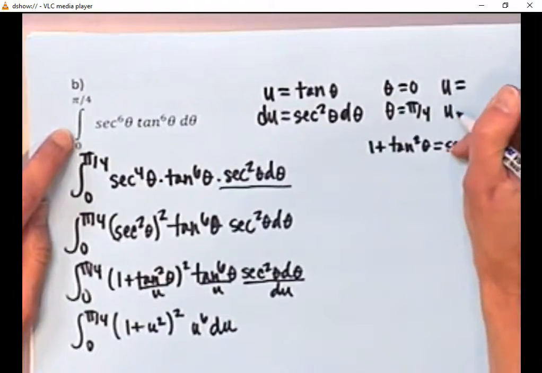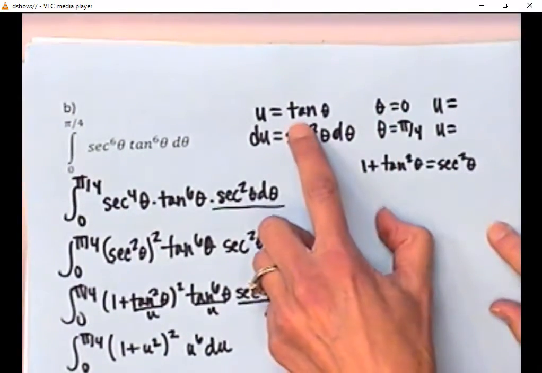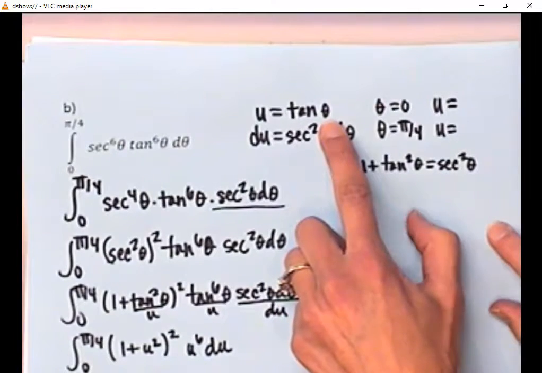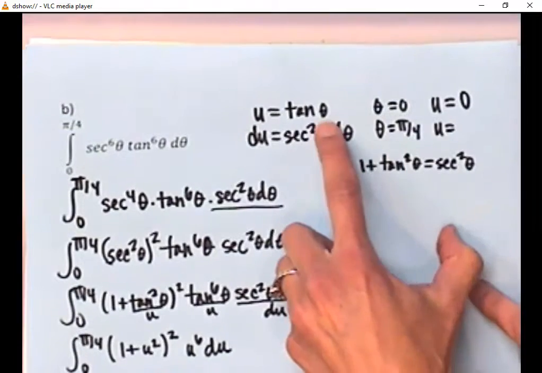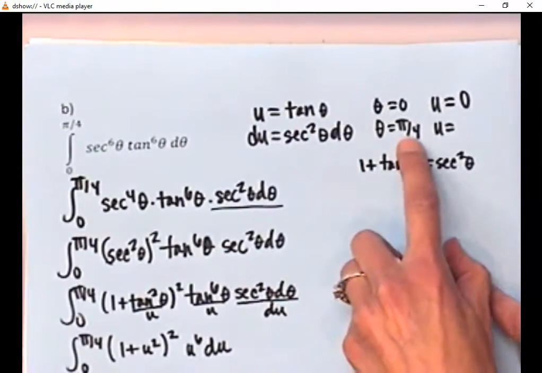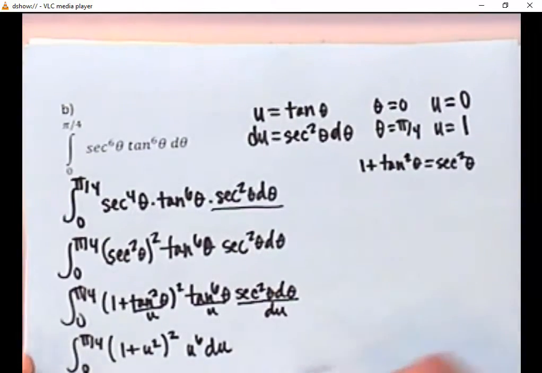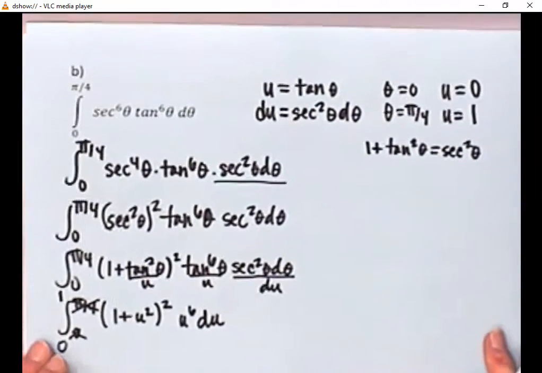So let's see. If theta is 0, what's the tangent at 0? 0. I like that one. And what if theta is pi over 4? What's the tangent at pi over 4? 1. Yep. So that's 0 and 1, which will be pretty easy. So I'll change my limits here to 0 and 1.